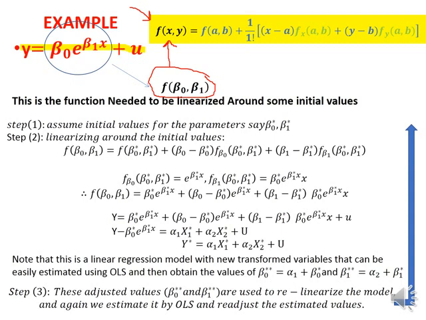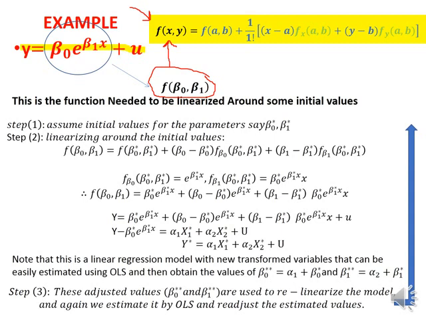Again, my equation needed to be linearized is β0 e^(β1 x), as if this is f(β0, β1), as if instead of x in the Taylor expansion I have β0, and instead of y I have β1. So I'm going to apply the iterative method.